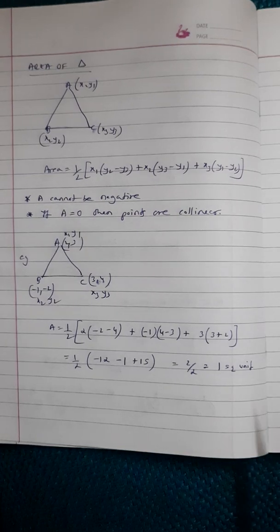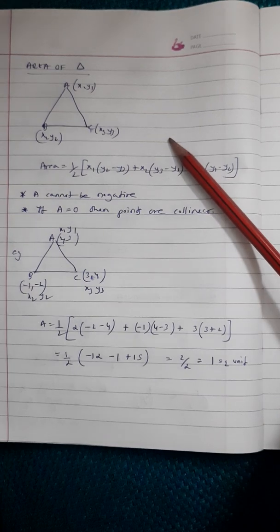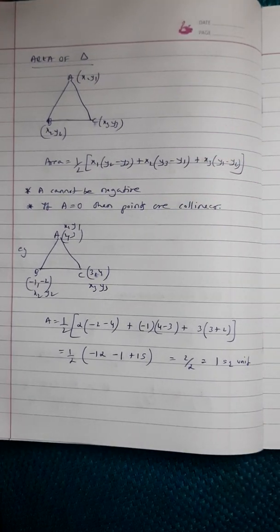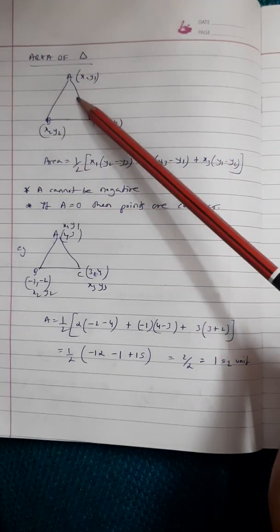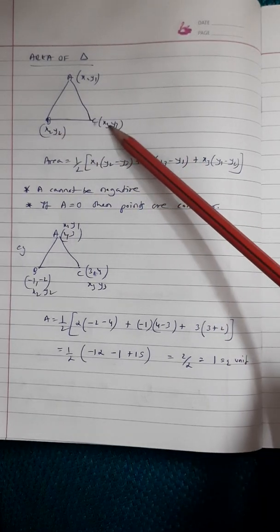Now, how do we find the area of a triangle when three coordinates are given? Last year you must have done Heron's formula. That was when three sides are given, right? Now here the three coordinates are given: x1, y1, x2, y2 and x3, y3. Then how will you find out the area of this?